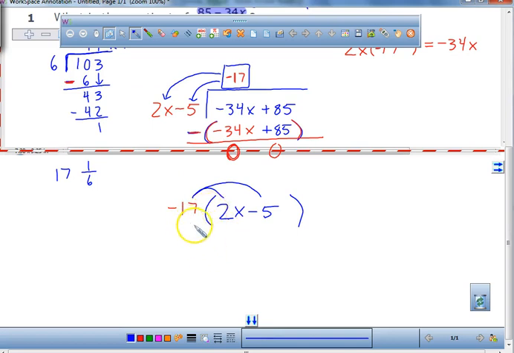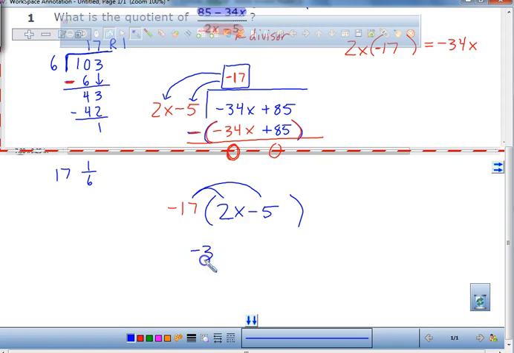What is negative 17 times 2x? That becomes a negative 34x. What's negative 17 times a negative 5? A positive 85. What did we start out with? Negative 34x plus 85. And how do you do this? What am I doing right now? I'm checking my answer.